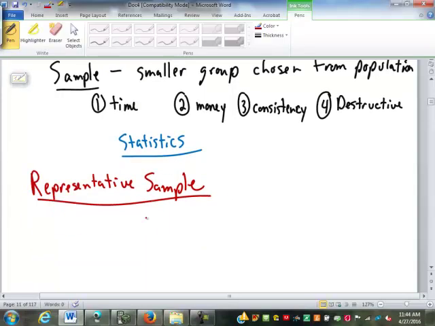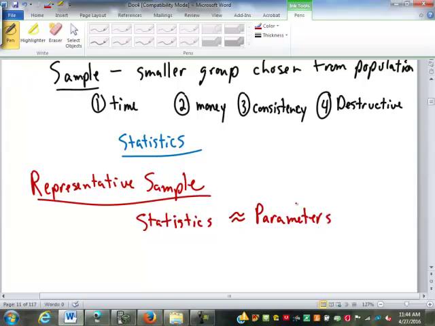What that means is the statistics that we take from the sample don't have to be exactly equal to, but have to be pretty close to the parameters of the population.